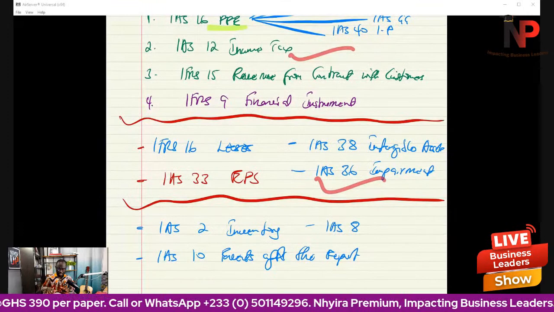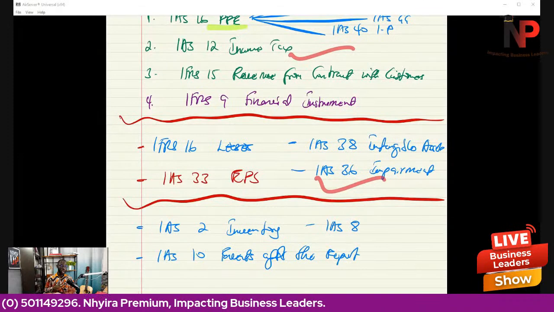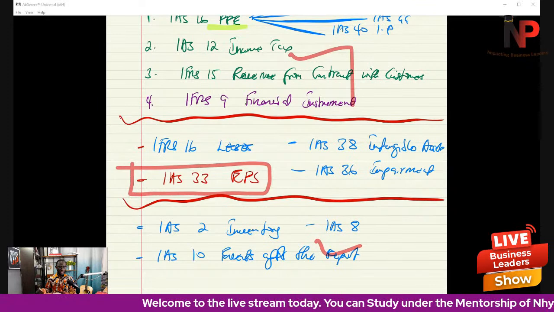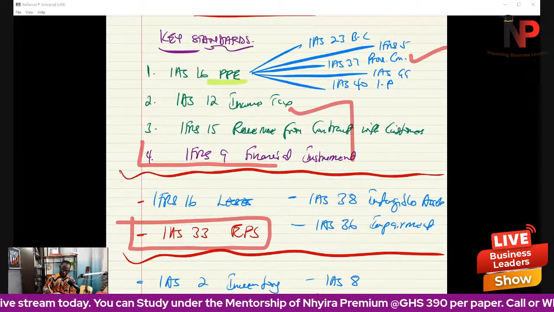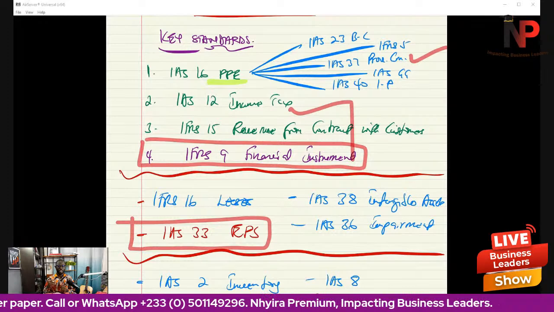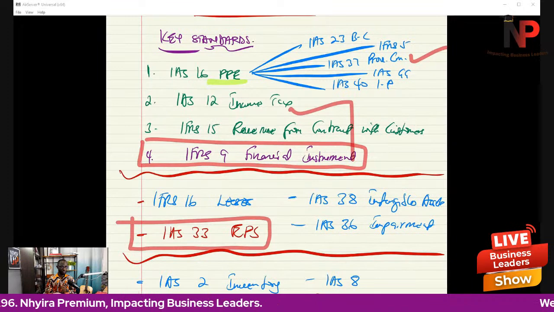And yes, some of the standards are on their own. They don't have connection with others. Like for instance, IAS 33, it's more on its own, doesn't have a relationship with other standards in that regard. Then something like IFRS 9, financial instruments, it's more on its own. It doesn't look like it has a connection with other standards in that particular case. But aside from these standards, the other ones have some relationships, some connections that you need to be aware of.